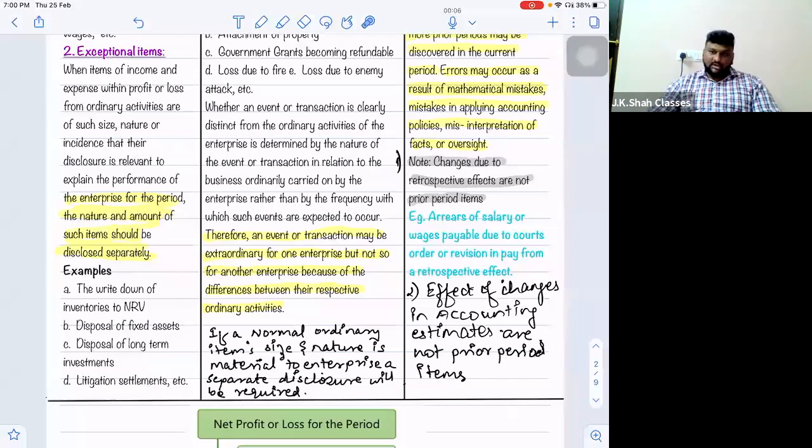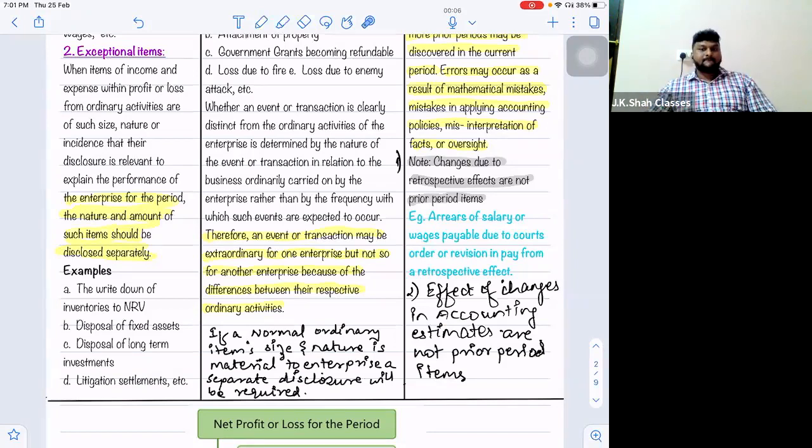It is an exception. So technically we have 2 exceptions of prior period items. First, retrospective changes in salary or wages, and second, effect of changes in accounting estimates, because estimates are bound to change depending upon the present situation or scenario. As per the old situation, you had created one estimate, but as per the new situation, the estimate is about to change. So as per the old situation, you are correct. And now whatever the new developments are, you have to increase or decrease your estimations accordingly. So it is not a prior period item.